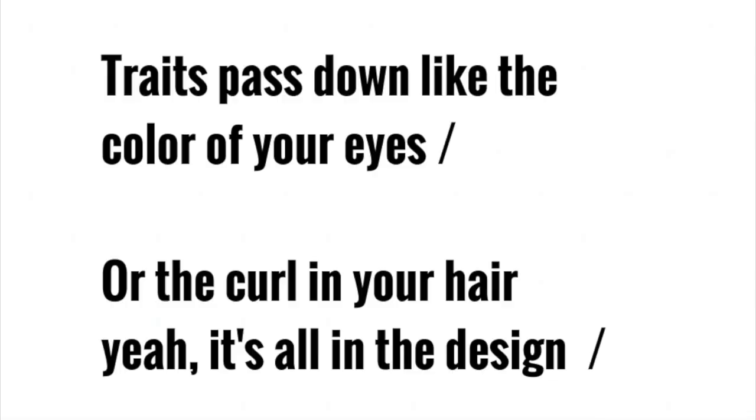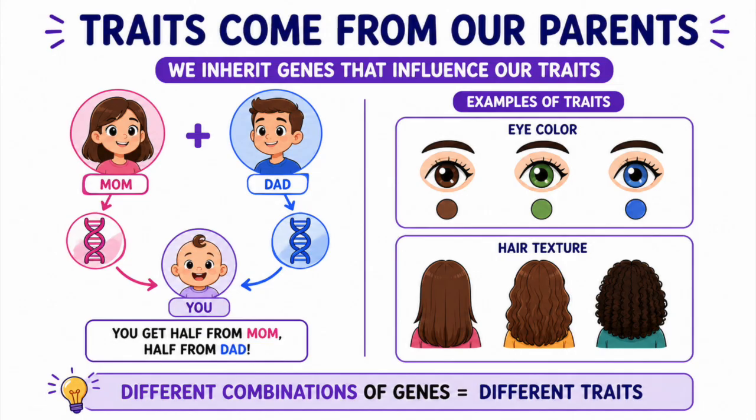Traits passed down like the color of your eyes or the curl in your hair, yeah, it's all in the design. Traits are characteristics that can be inherited from parents. Examples mentioned in the rap include eye color and hair texture. The genes we inherit contain instructions that influence many of the traits we observe in ourselves and others.